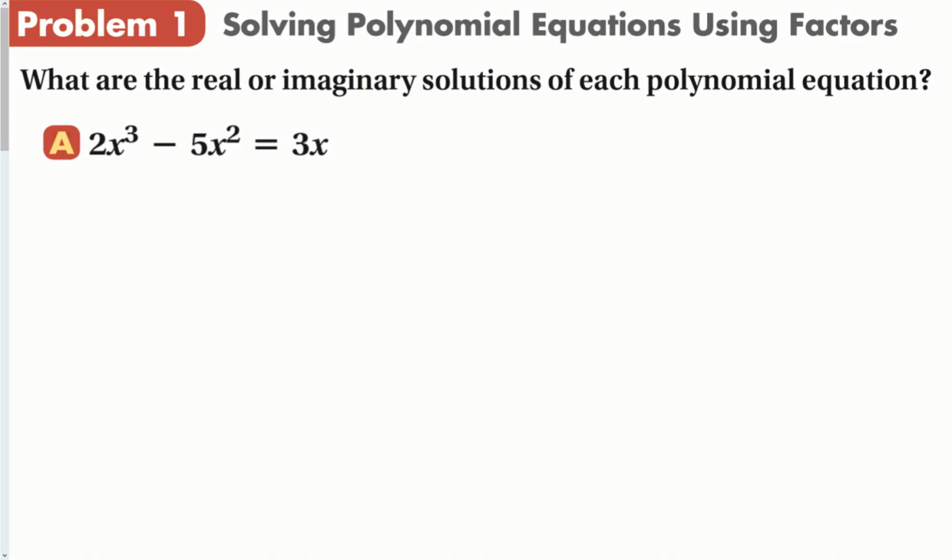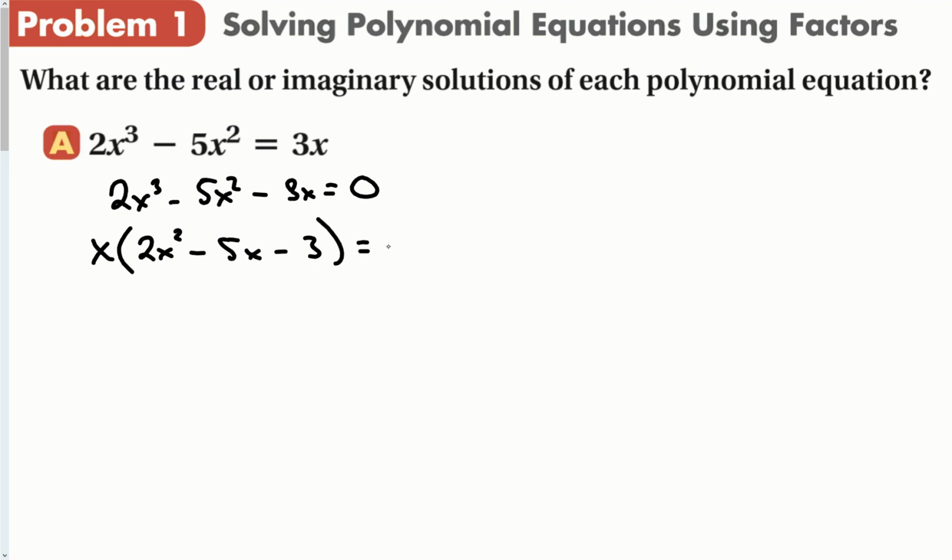Okay, so let's start with this one. The first step with the polynomial equation is to set it equal to 0. So we change this to 2x to the third minus 5x squared minus 3x is equal to 0. Now I notice that it doesn't have any common factors except for x, so I can take that out. So 2x squared minus 5x minus 3.